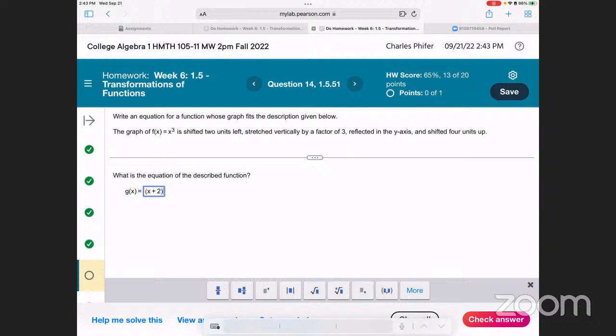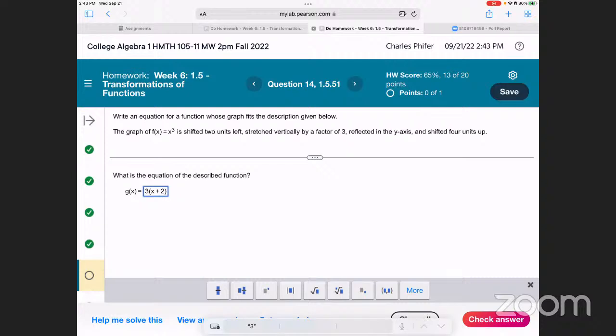Okay. Stretch vertically by a factor of 3. So we need to come back over here. Stretching vertically by 3 means we're multiplying the outside by 3. Okay. Reflected in the y-axis, so we're reflecting horizontally. So we need to multiply the inside by a negative.